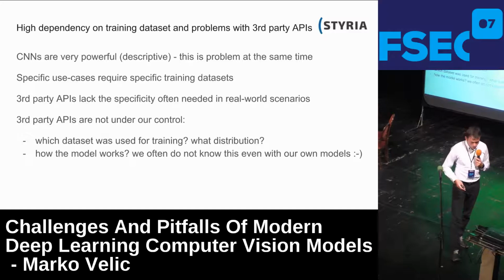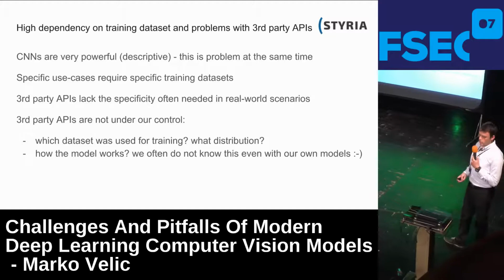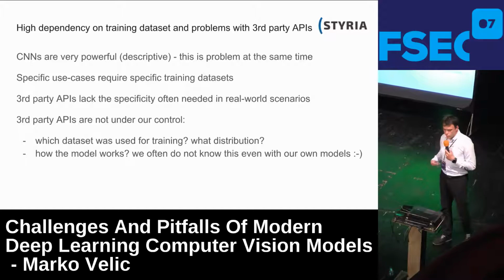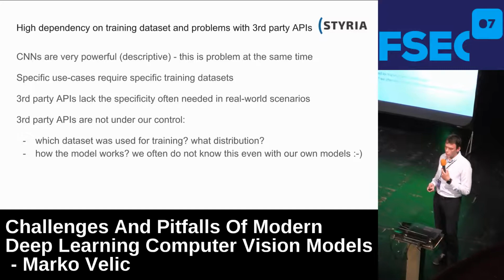The next reason why this would be a bad idea is because we do not have this API under our control. So we do not know which dataset was used for training and what the distribution of this dataset is. And even more important, we do not know how this model works. Sometimes we do not know this even with our own models.